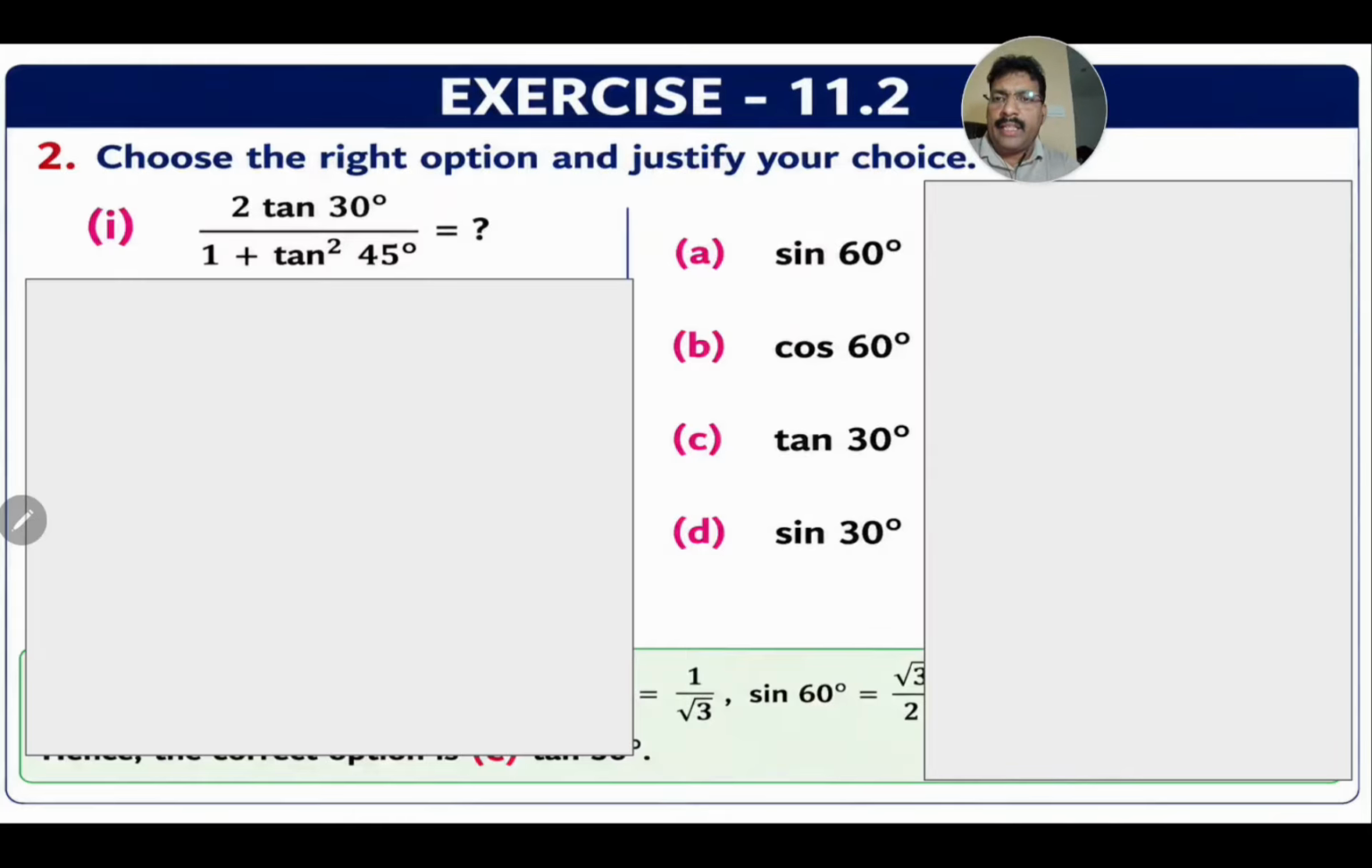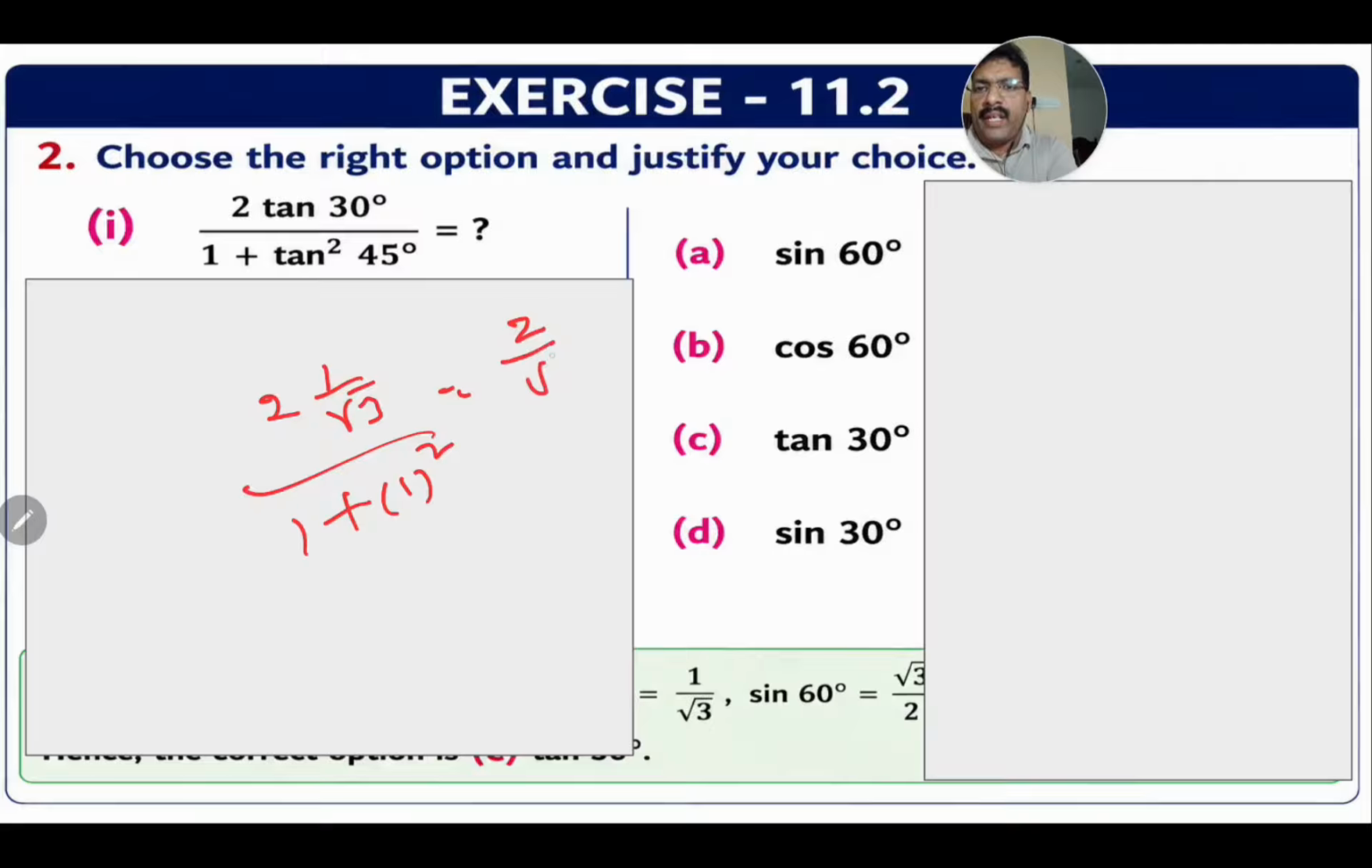2 tan 30 degrees divided by 1 plus tan square 45 degrees is equal to, here 4 options are given, A, B, C, D. Which option is correct out of the 4 options? So now, we know that tan 30 degrees value is 1 by root 3. So 2 into 1 by root 3 divided by 1 plus tan square 45. Tan 45 value is 1, square. So now numerator 2 by root 3, denominator 1 plus 1.